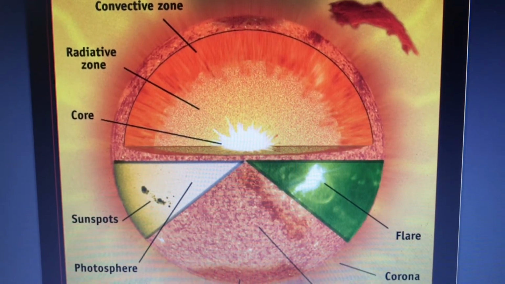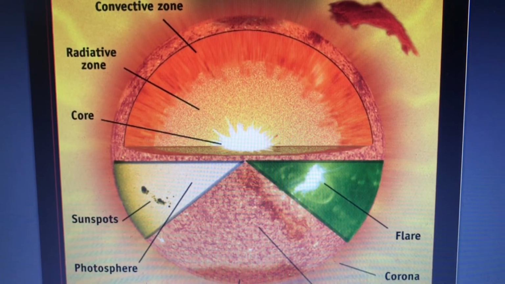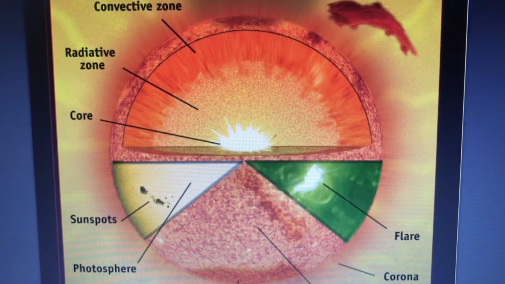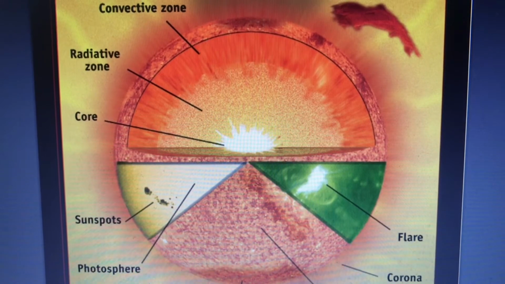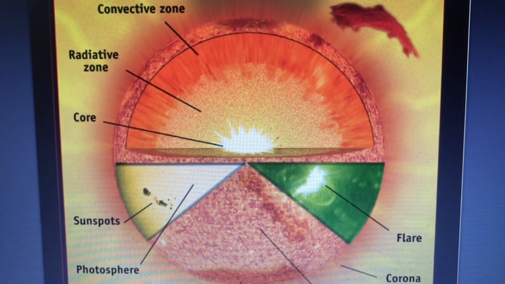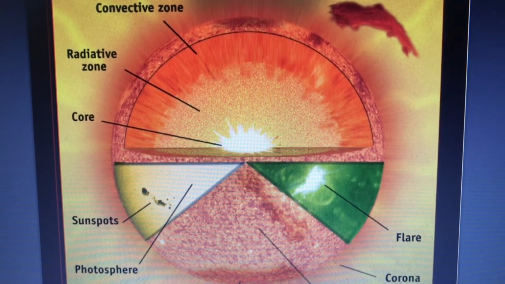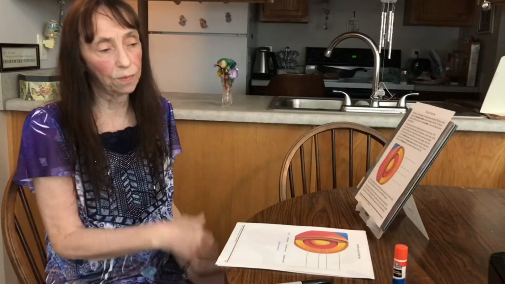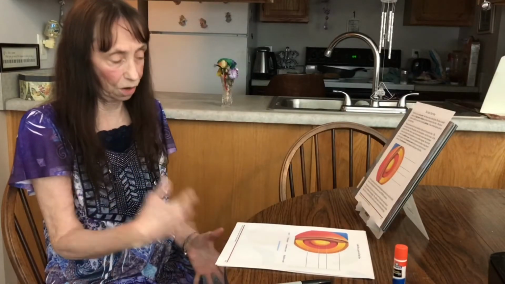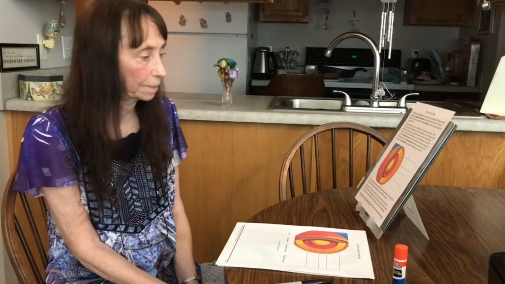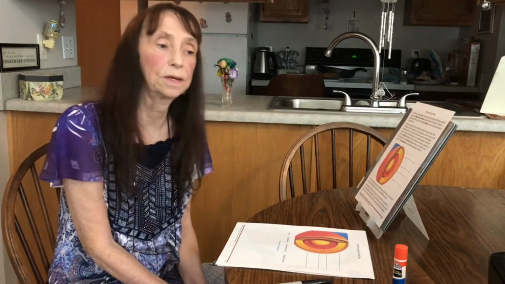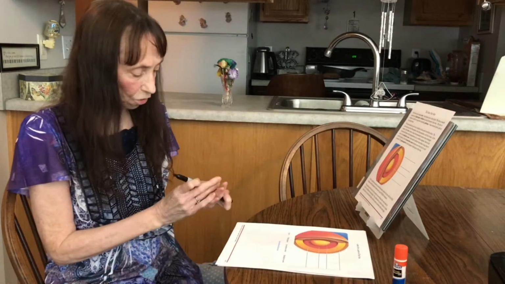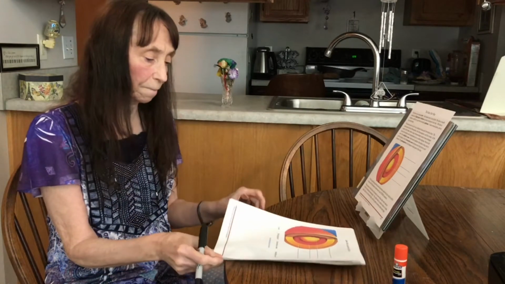Next to the core is the radiative zone, which emits radiation or light that is sometimes 1,000,000 degrees. Then the next level is the convection zone, which photons move through from the hottest to the cooler, out to the end of the sun. And then, of course, at the outside is the photosphere. So we're going to label those parts of the sun.